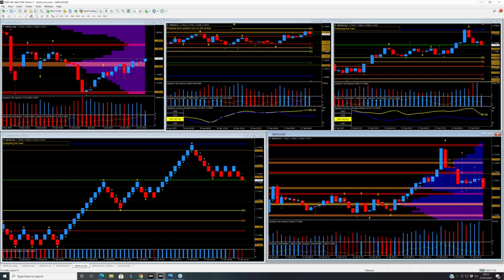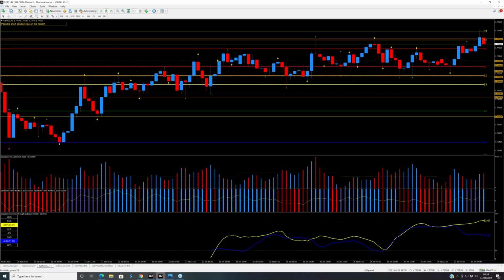And if we look at the hourly chart, just reduce that. No, I can't reduce that anymore. We're looking at this section of price action here. What happened was it moved higher and it hit what we call the R3 on the Camarilla.